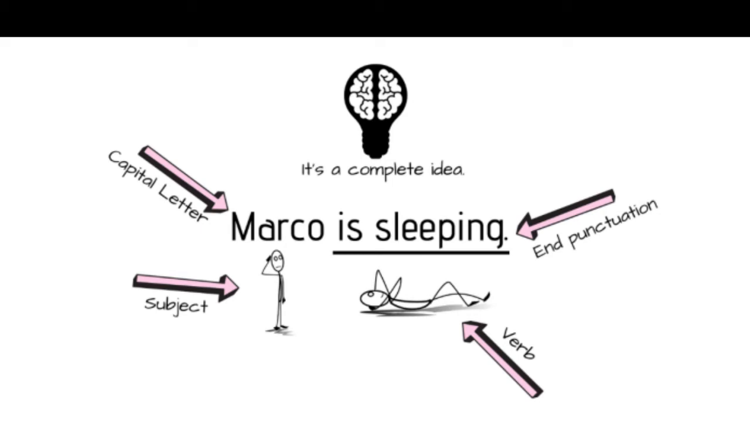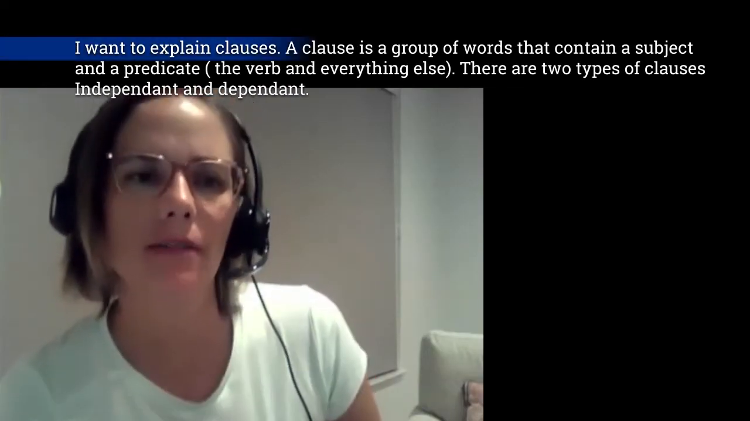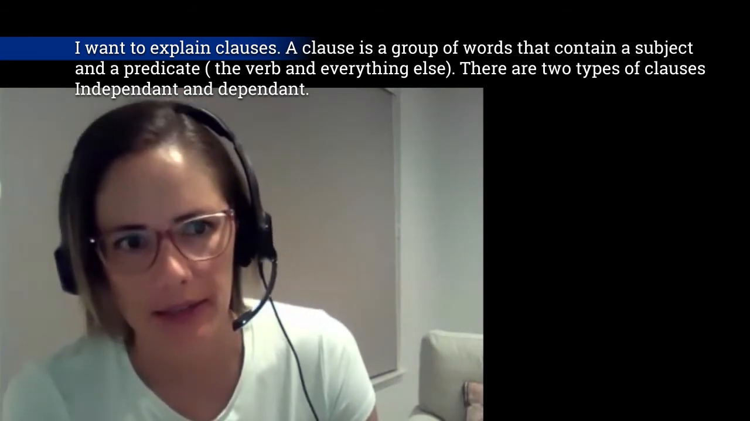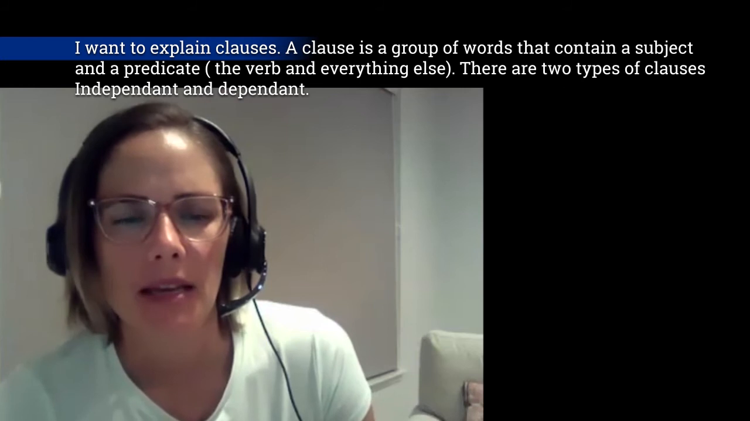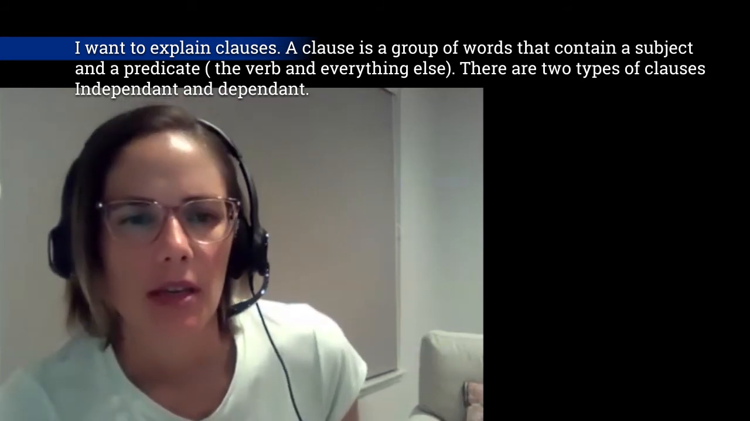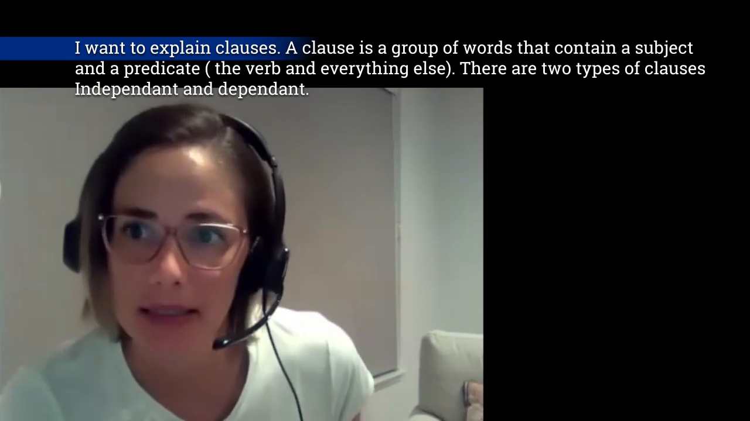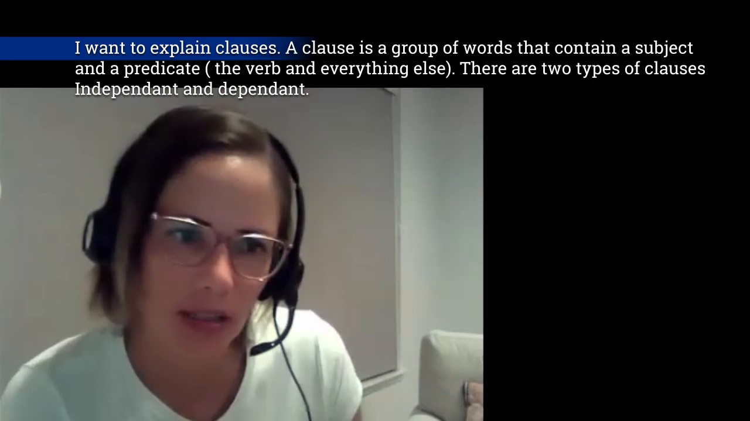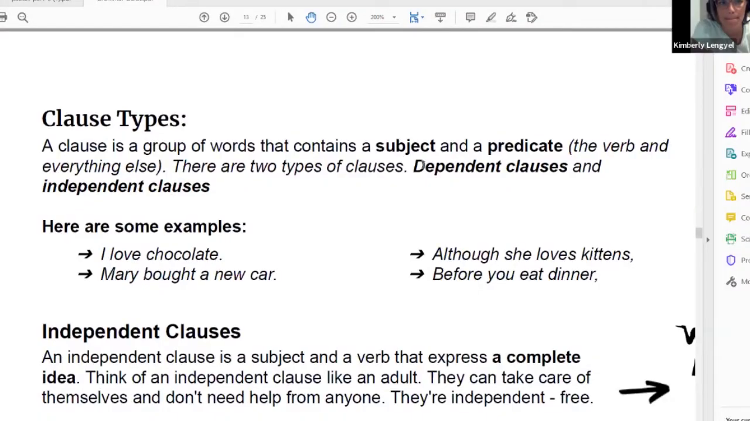Now, I want to explain clauses. A clause is a group of words that contain a subject and a predicate. Subject and predicate is really the verb and everything else. There's two types of clauses, dependent and independent. Here are some examples. I love chocolate. Mary bought a new car. Although she loves kittens, and before you eat dinner.